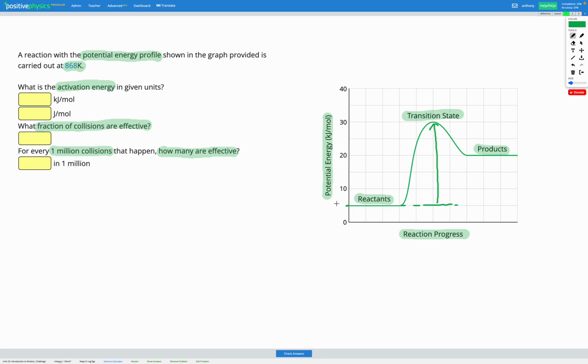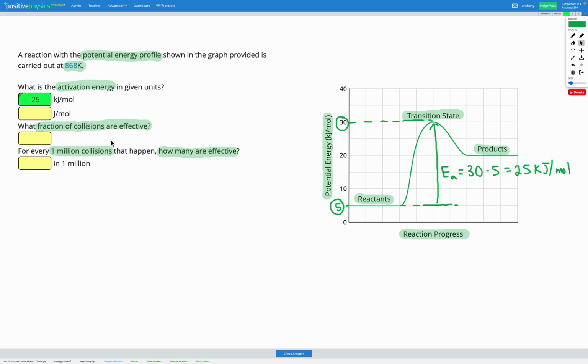So our reactants are at 5 kilojoules per mole. Our transition state is at 30 kilojoules per mole. So our activation energy is going to be the difference between them. 30 minus 5, which is 25 kilojoules per mole. So that's our first step, using that potential energy profile to find the activation energy. In kilojoules per mole, it was 25.